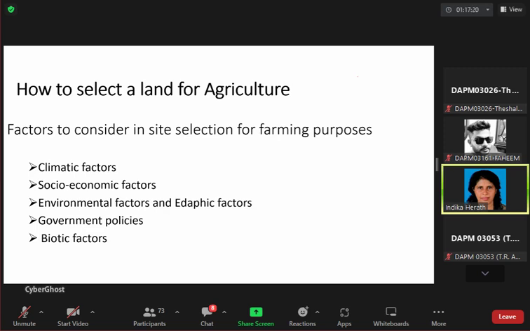Okay, so the next topic that we're going to talk about is how to select a land for agriculture. Now we know what is agriculture, and we know the properties and characteristics of land. So we're going to now talk about how to select a land for agriculture, right? There are various things that we want to discuss.